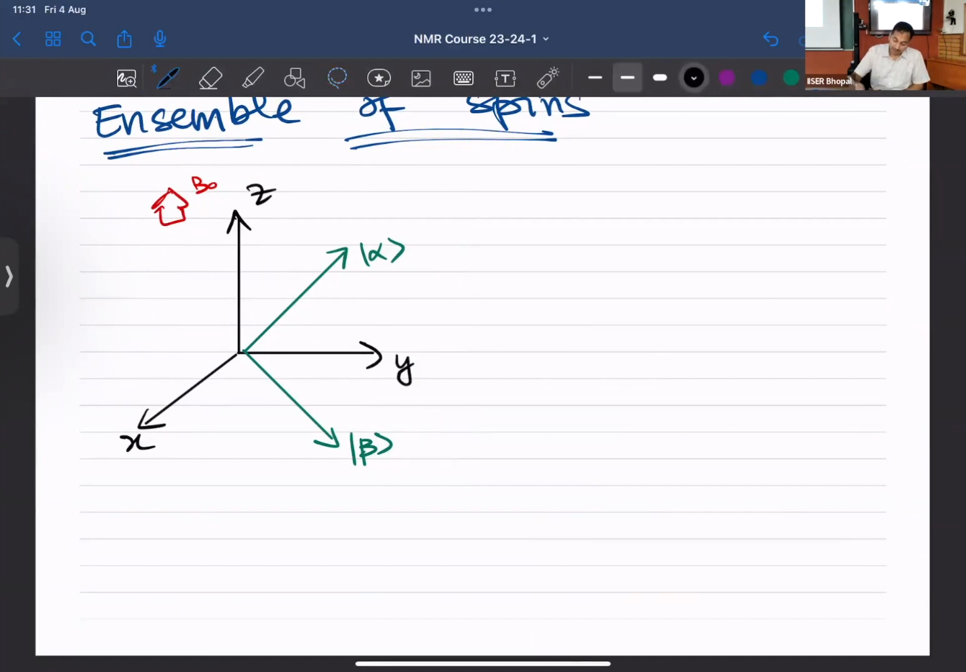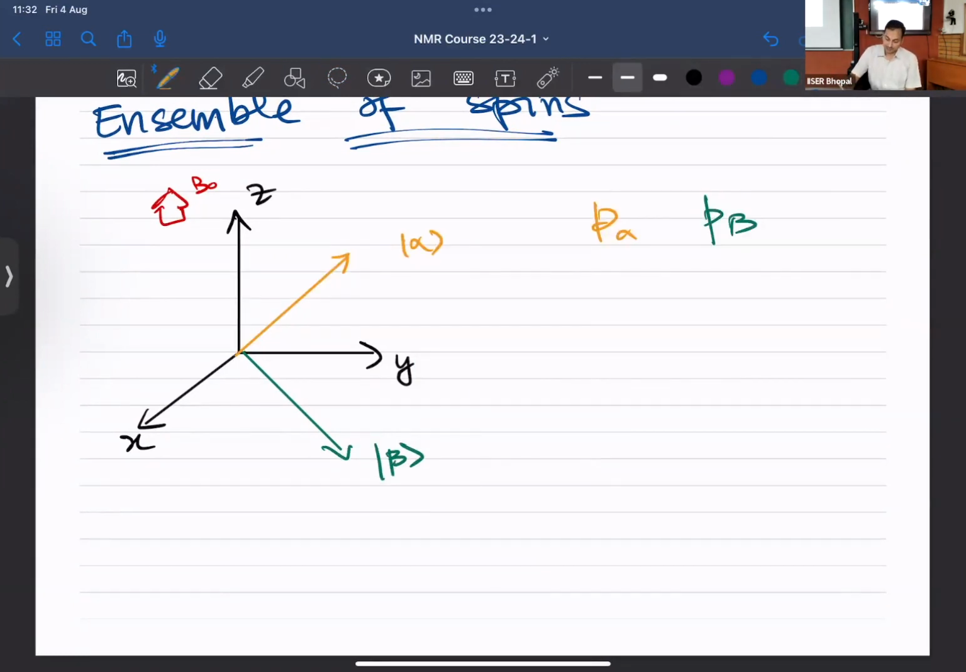Now what's going to end up happening? You realize that there is a certain population associated with alpha state and beta state, which are non-zero. The moment you say you have a certain population, you have a number of them. I'll tell you why I'm fanning them out. In theory, you could have drawn many on this itself, but that does not happen. We'll talk about that in a minute.